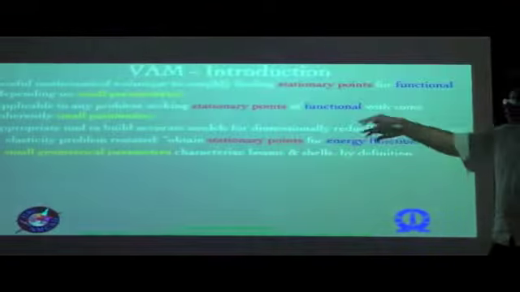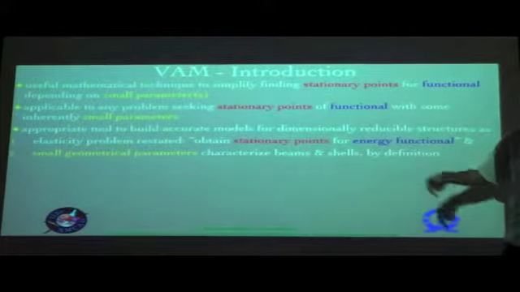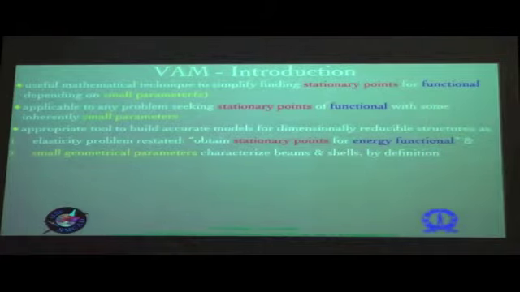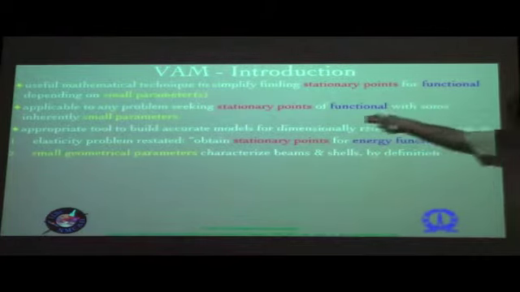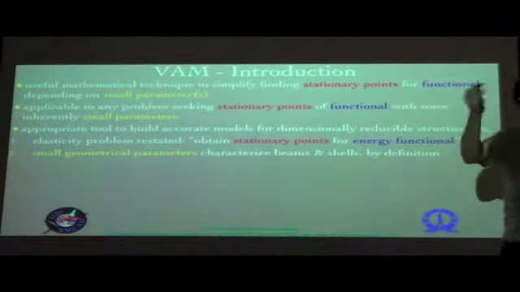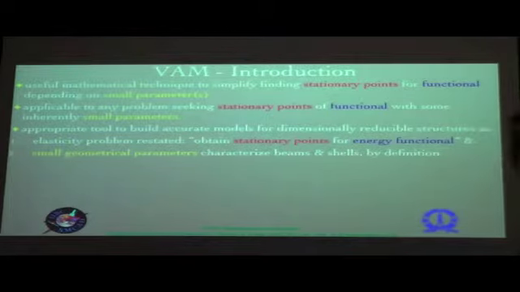So next is the small geometric parameters. The first is the existence of the functional whose stationary points need to be determined. The second aspect is the existence of small parameters. In the specific problem that we are interested in, dimensionally reducible structures, the small parameters happen to be the geometric parameters, apart from the physical parameter of maximum strain itself.